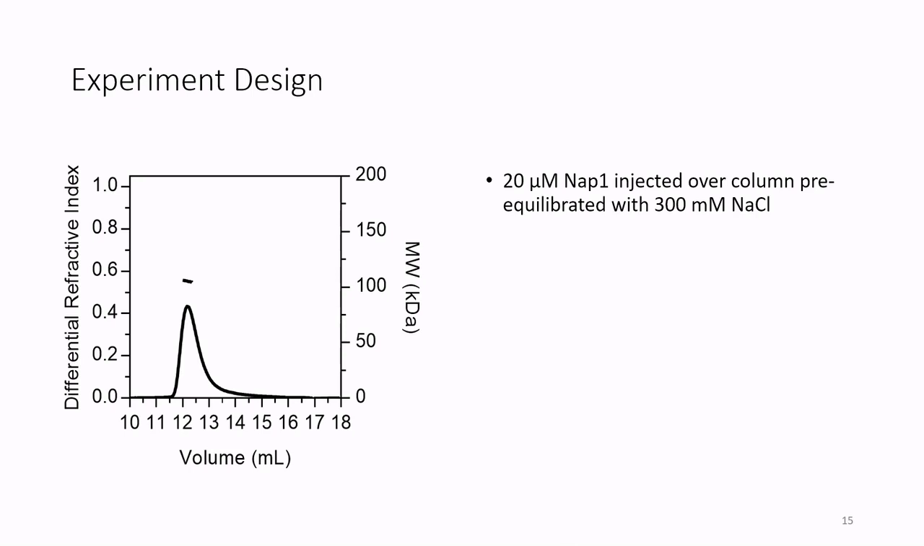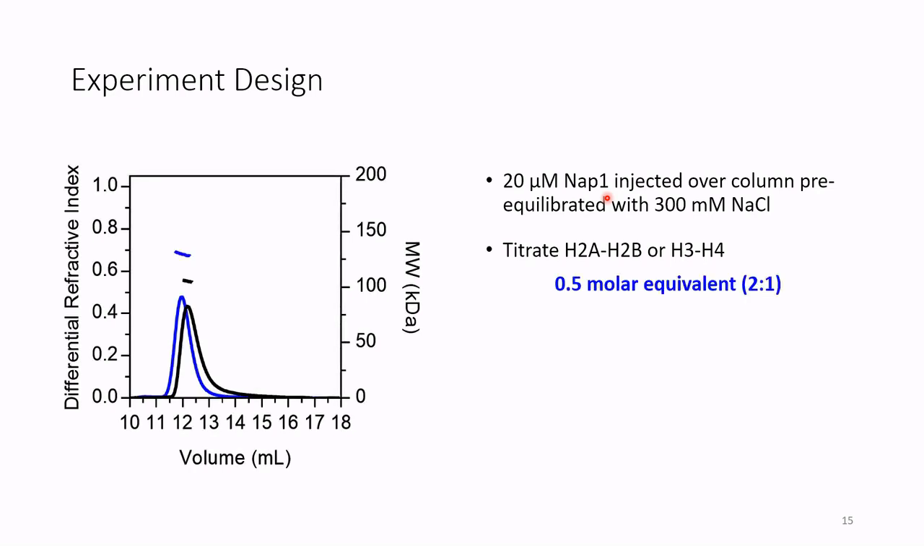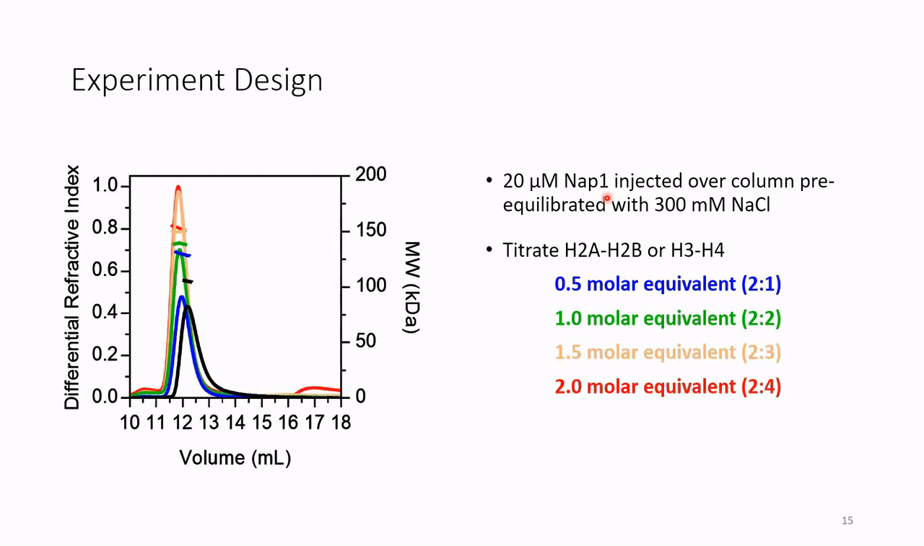To understand the oligomerization and stoichiometry of Nap1 histone complexes, let me walk you through an experimental design. In the SEC-MALS system, we first inject 20 micromolar of Nap in a column pre-equilibrated with 300 millimolar NaCl. Our next sample is going to be Nap, but with titrations of H2A H2B, or H3 H4. Our samples will include titrations in molar equivalents of 0.5 in blue, 1 in green, 1.5 in orange, and 2 in red.